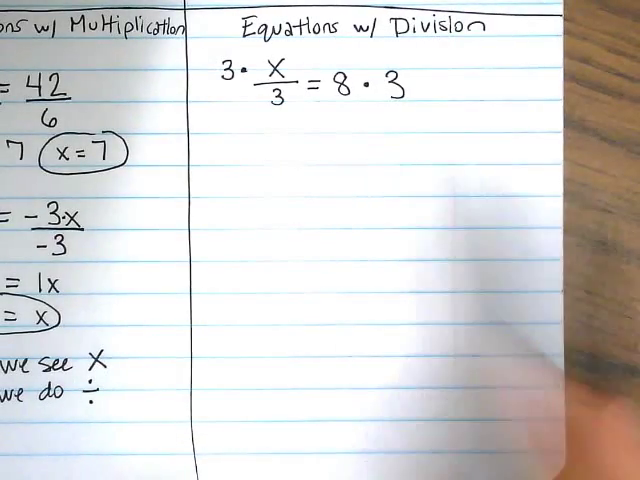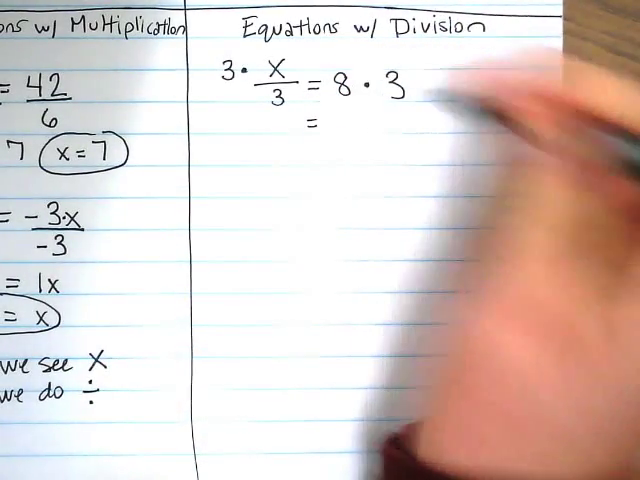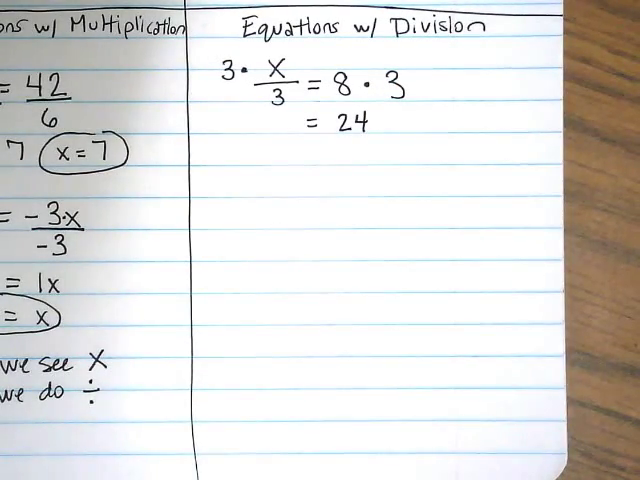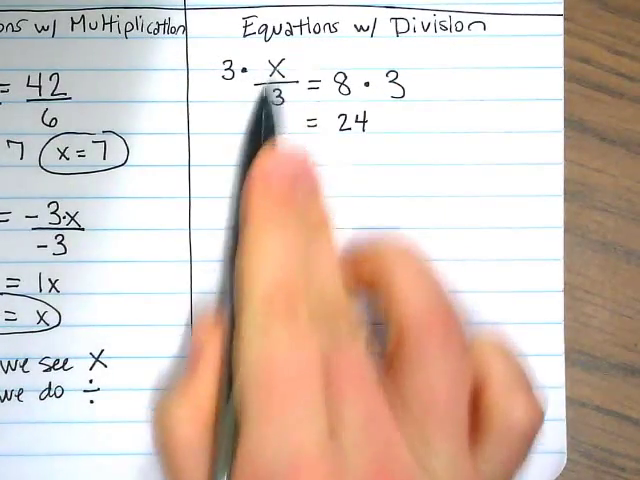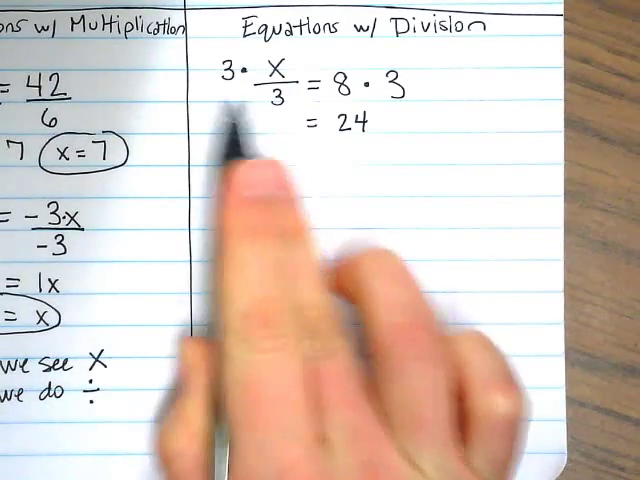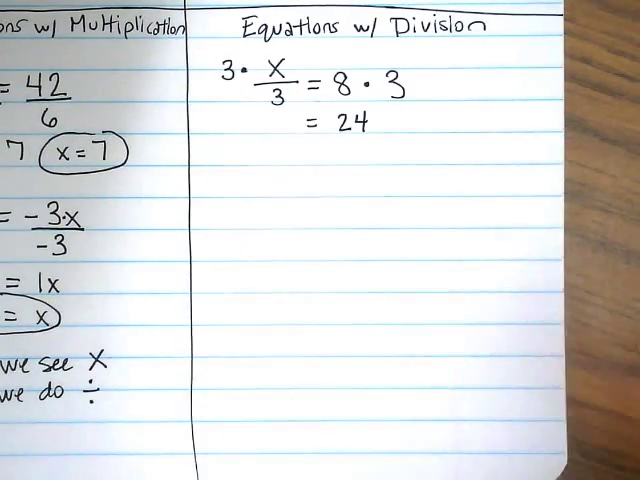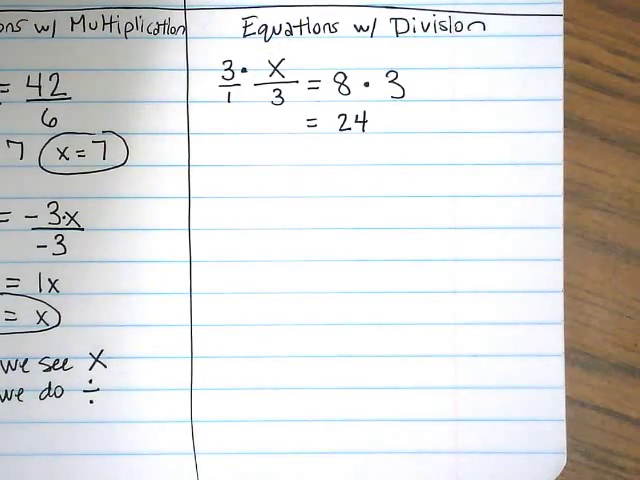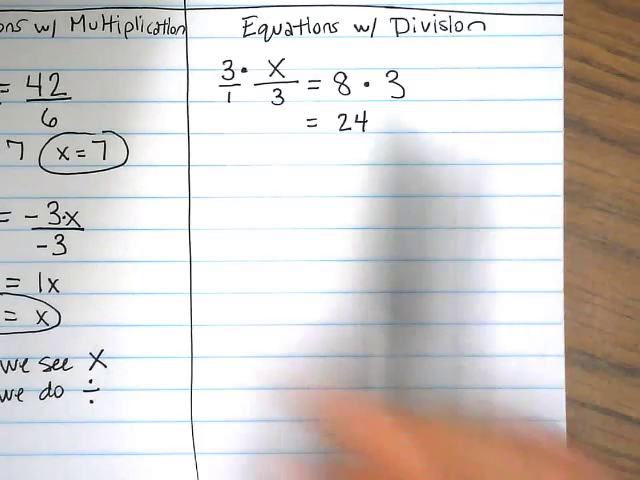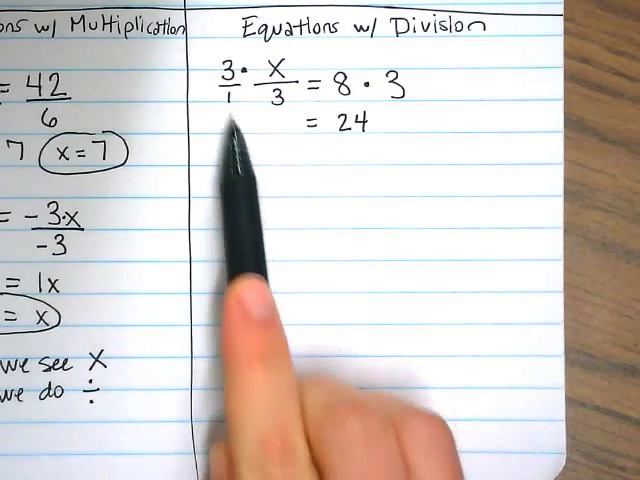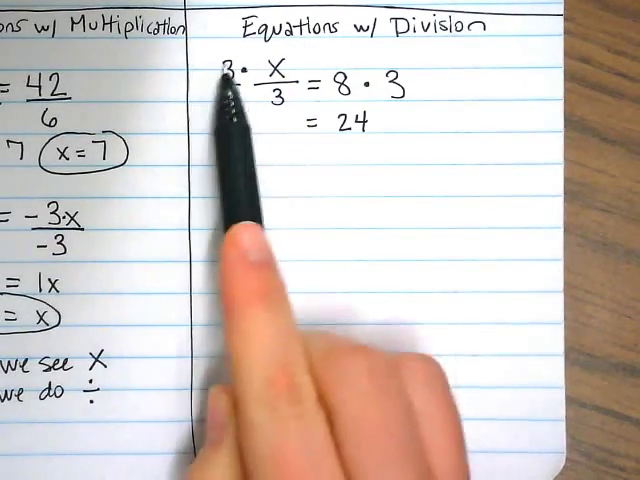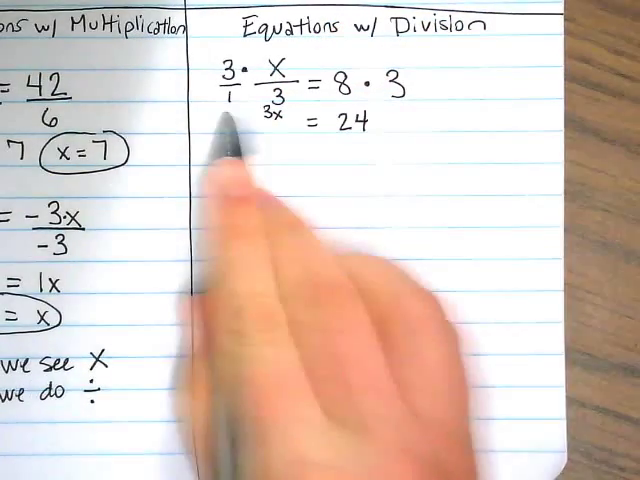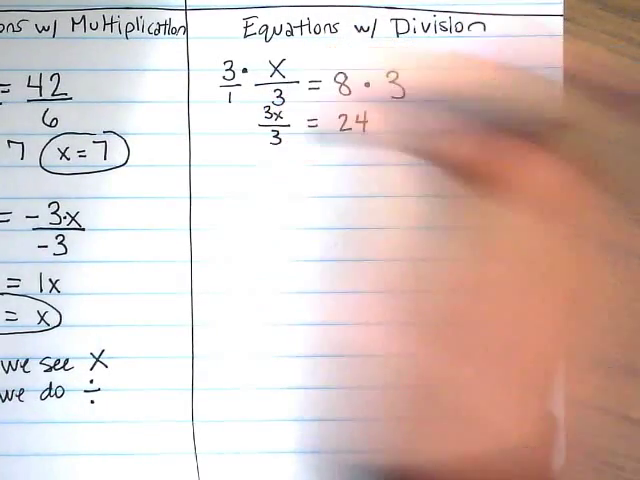The right side is pretty easy to figure out. 8 times 3 equals 24. Over here, this is written in fraction form, and this is written as just a whole number, but I can write this as a fraction if I change it to 3 over 1. And if you remember how to multiply fractions, we'd do 3 times x and 1 times 3. So 3 times x is 3x. 1 times 3 is just 3.